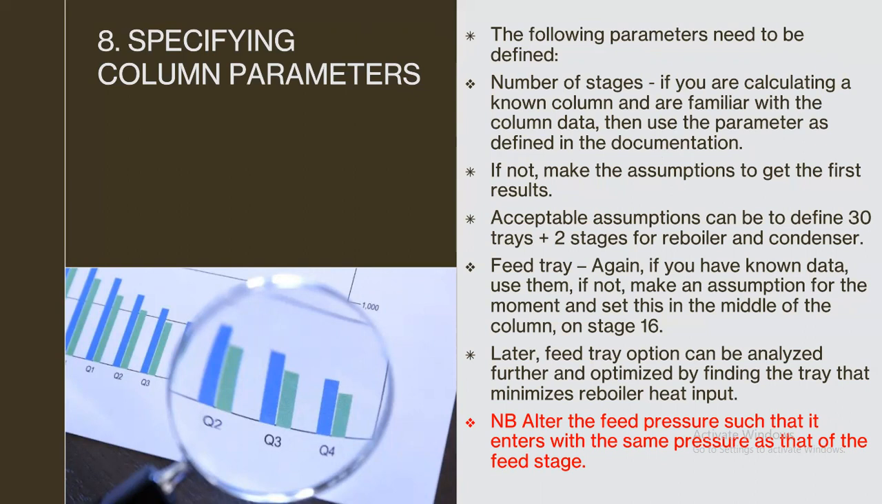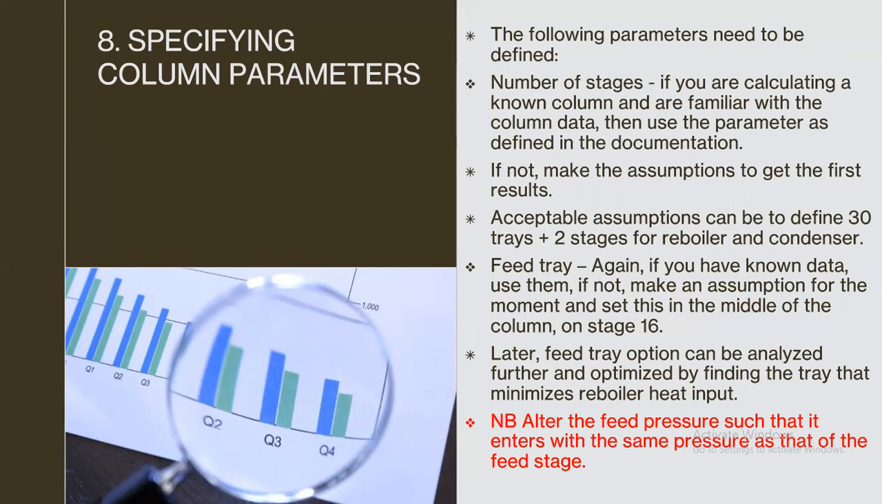Acceptable assumptions can be to define 30 trays plus 2 stages for a boiler and a condenser. So which means now you'll be having 32 stages, which includes trays. In COCO, it assumes that your condenser and your boiler are equilibrium stages, right? Which means your vapor and liquid are at equilibrium.